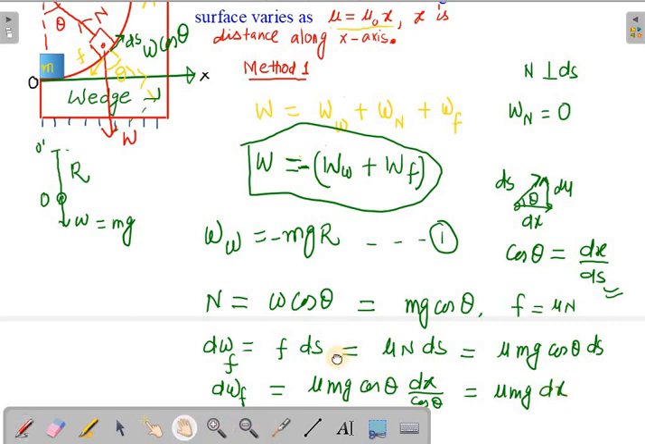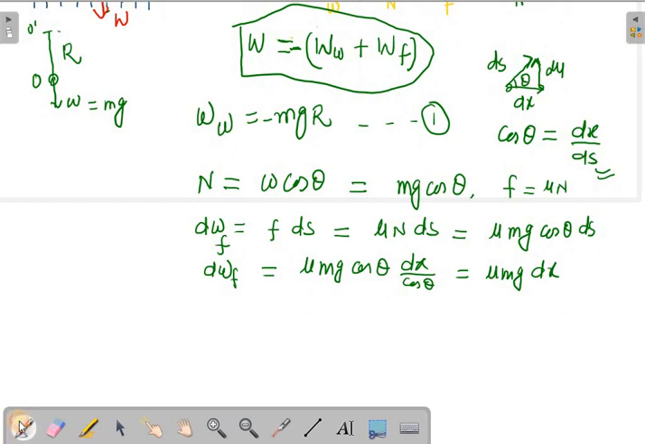So we can write this value as dW_f will be equal to mu can be written as mu naught x into mg into dx, or that can be written as mu naught mg into x multiplied by dx.